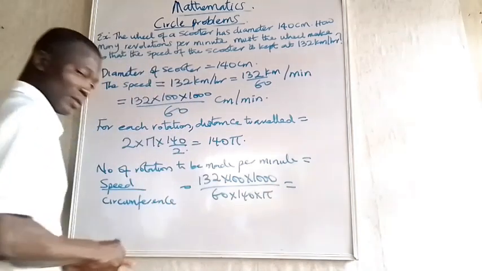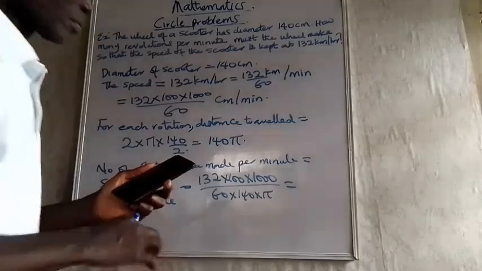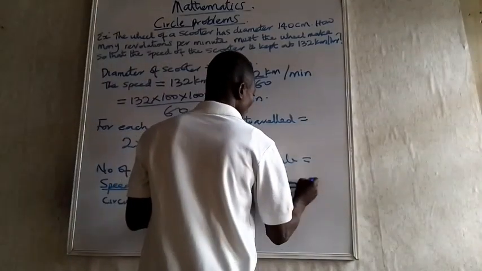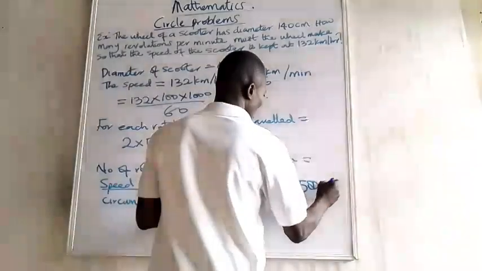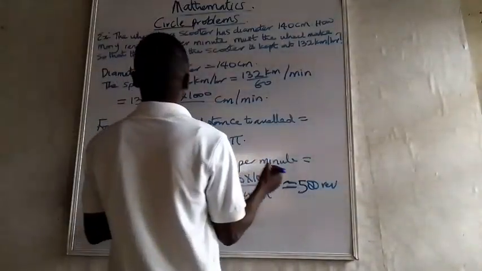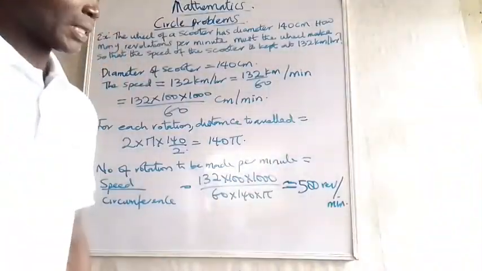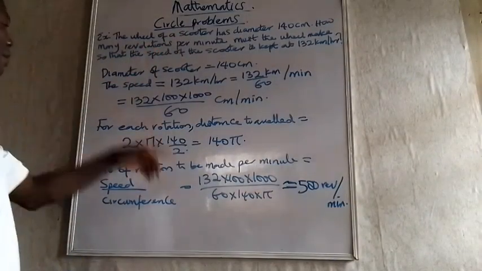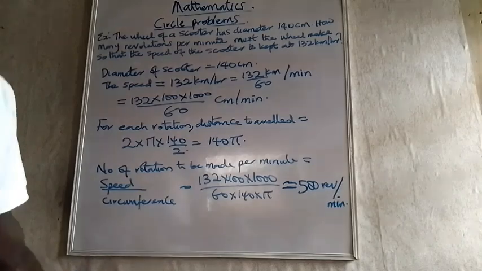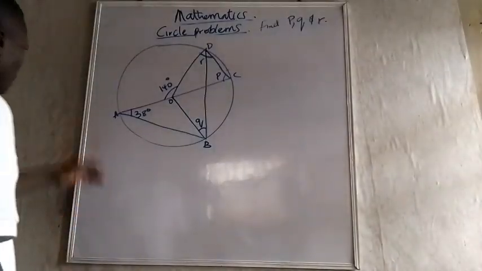So let the calculator come to our head here. So the answer is approximately 500 revolutions per minute. So that's the answer. So for it to keep this speed per hour, it must make 500 revolutions per minute. Now let's do this one.